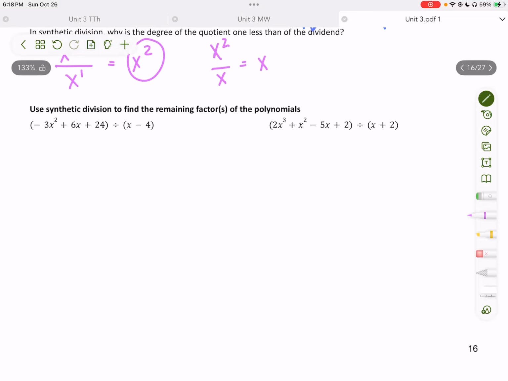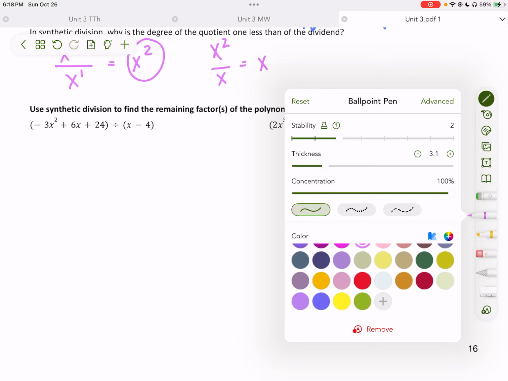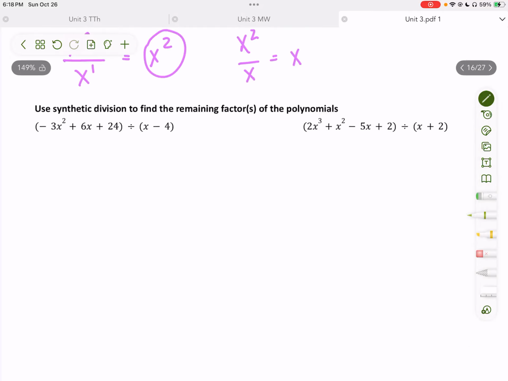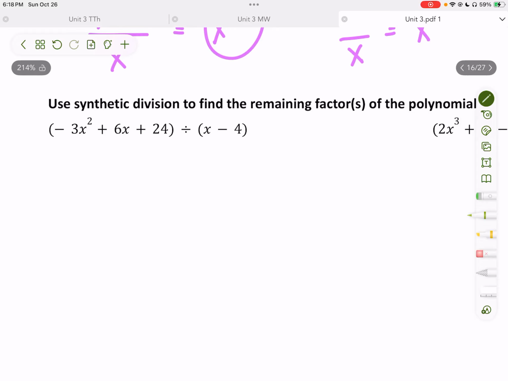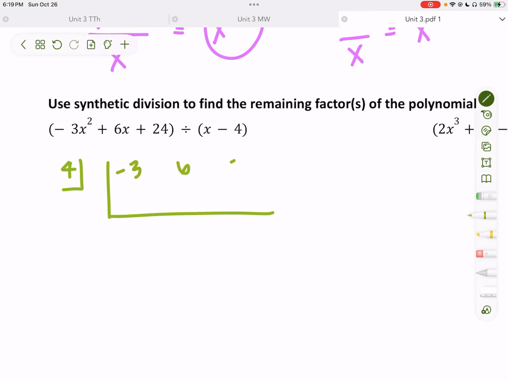This is essentially a continuation of what we just did in the last section. Let's go ahead and divide and see if we can find the remaining factors. We'll put 4 in the little box, then -3, 6, and 24. Bring down the -3, multiply, do the math, and multiply again.